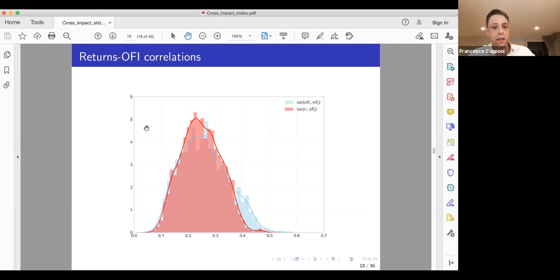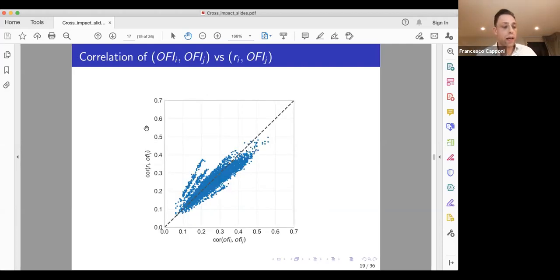This next one actually shows it in a better way, because for the same pair of stocks I and J, we plot the correlation of the order flow imbalances on the x-axis and the correlation of the return with the OFI of a different stock on the y-axis. And we can see that for the vast majority of stock pairs, the points are very, very close to the 45-degree line, which indicates equality. And this is a strong suggestion that the correlation between the returns and OFI, which once again is the definition of cross impact, could simply be due to the correlation between order flow imbalances, which is our main hypothesis.